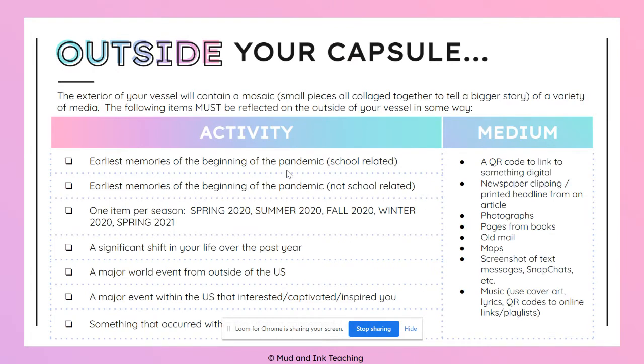And then phase 3 is going to be the outside of your time capsule. If you notice on mine, I had a lot of things glued on there. And so the exterior of your vessel will contain a mosaic. That's just small pieces all collaged together to tell a bigger story of a variety of media. The following items must be reflected on the outside of your vessel in some way, okay?